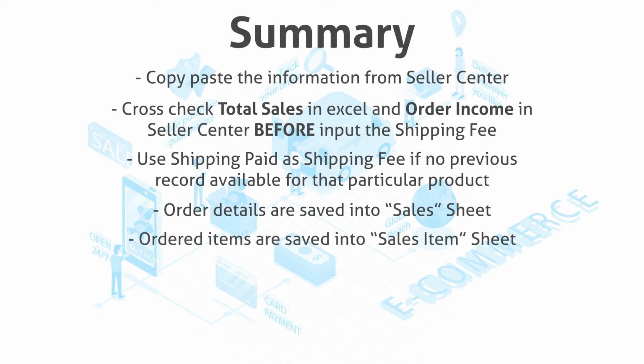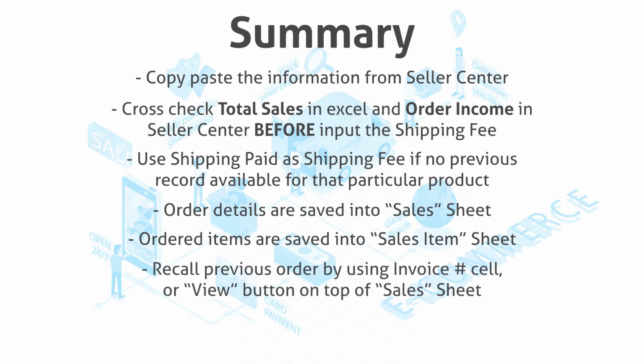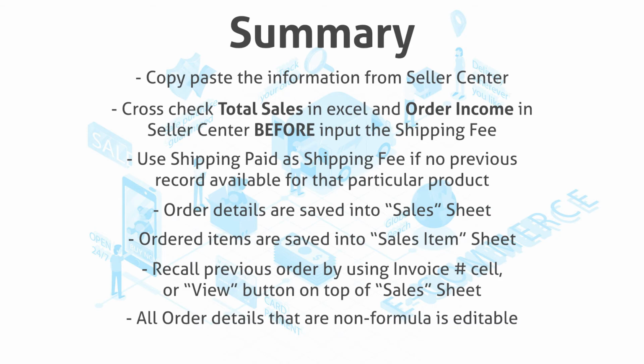Ordered items are saved into sales item sheet. Recall previous order by using invoice number cell or view button on top of sales sheet. All order details that are non-formula are editable.